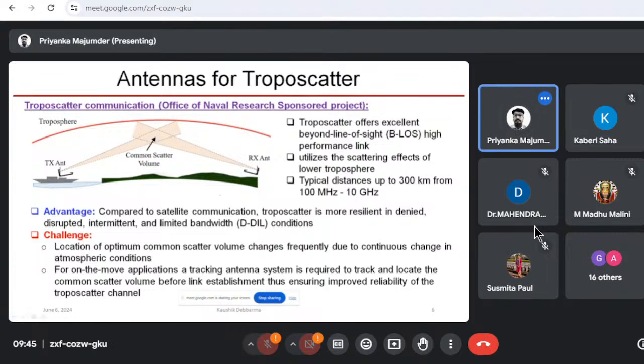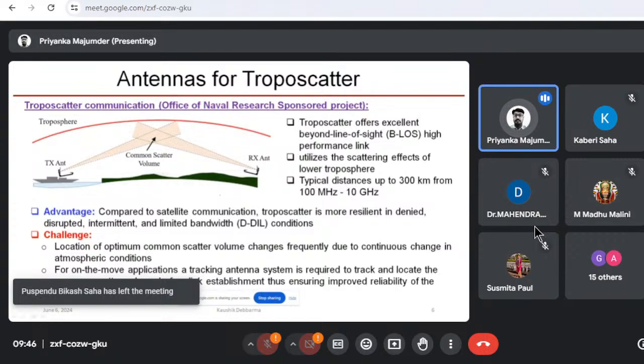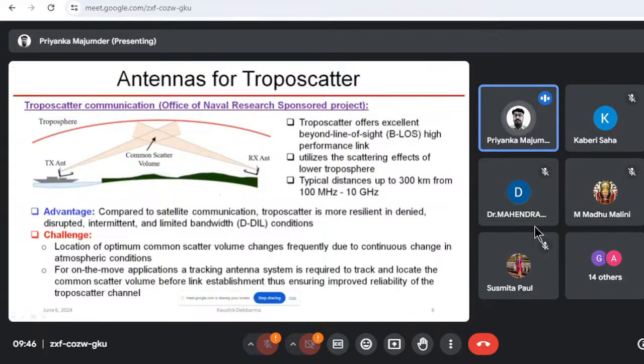Now, the troposphere is the layer of the atmosphere where the air density gradually decreases as we go higher. If we try to remember our physics basics, we may remember the term total internal reflection, where if a light ray moves from a higher refractive index to a lower refractive index at an angle more than the critical angle, it gets reflected back. So essentially, in troposcatter communication, we try to utilize that phenomenon.